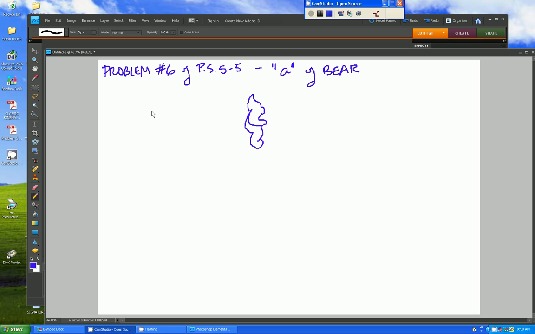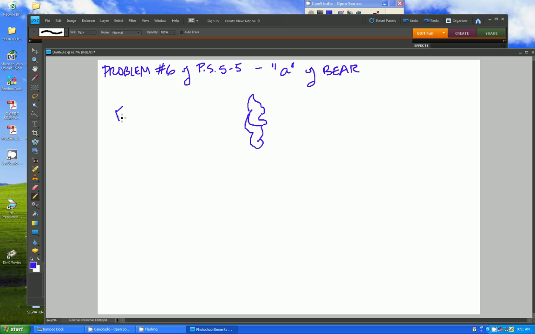Good morning. I'm going to attempt to do a screen cast of the solution of problem number 6 of problem set 5-5, which is to determine the acceleration of a bear sliding down the tree. The first thing we do is to sketch the situation, and in this particular case, when we're dealing with Newton's second law, we prepare something known as a free body diagram.